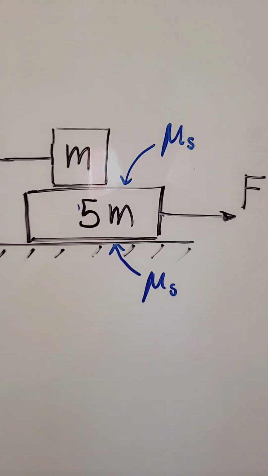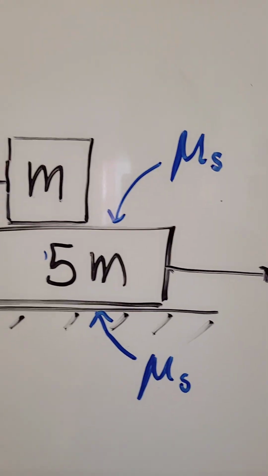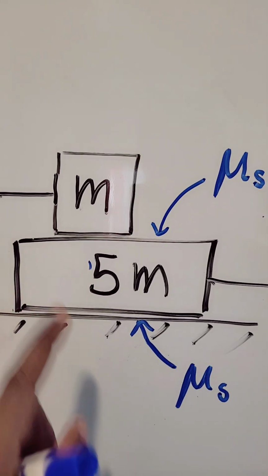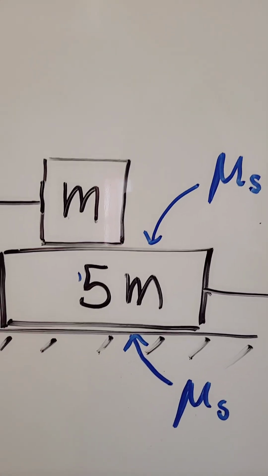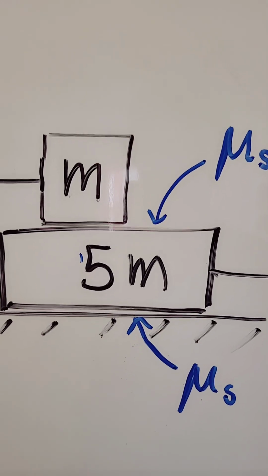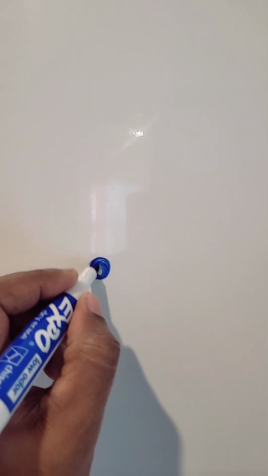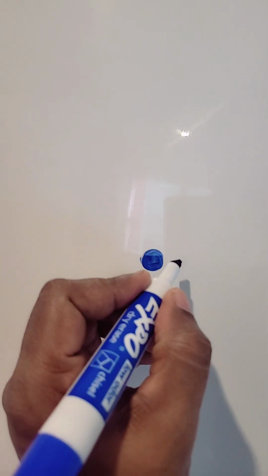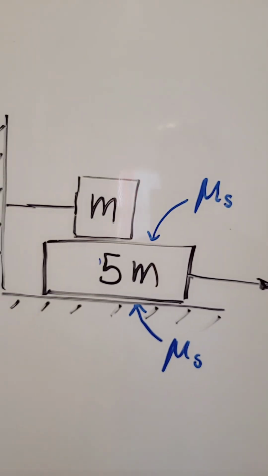Okay, so if you just focus on the horizontal forces acting on 5m, this is the easiest way. I'm just going to look at the horizontal forces. So this is not a free body diagram. I'm just looking at the horizontal forces. There's F. That's what we need to find out. This is a quick way of doing the problem.